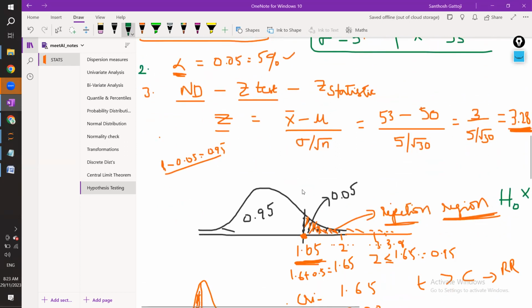But let's say you take a big alpha, 10% alpha. That means it will cover 10% of the area. It will cover till here. If you cover till here, this value will be smaller than this?